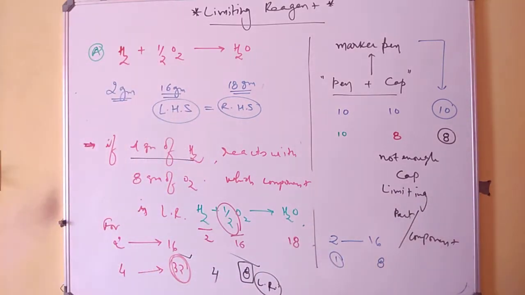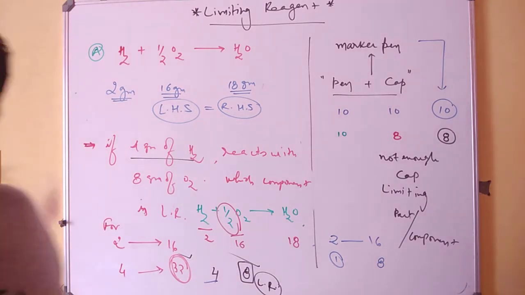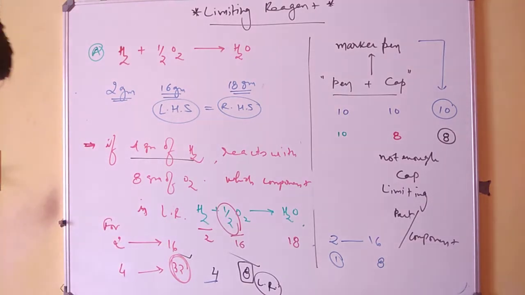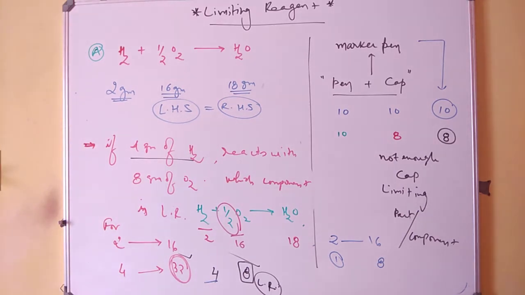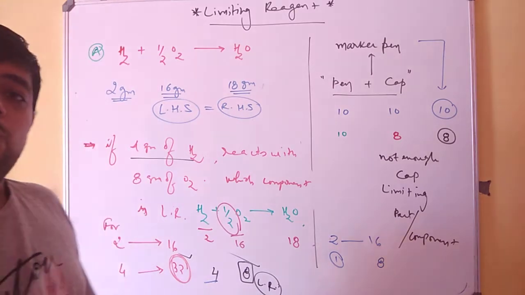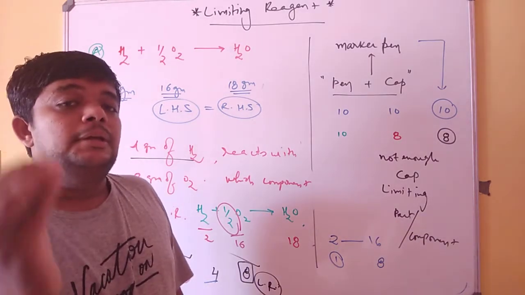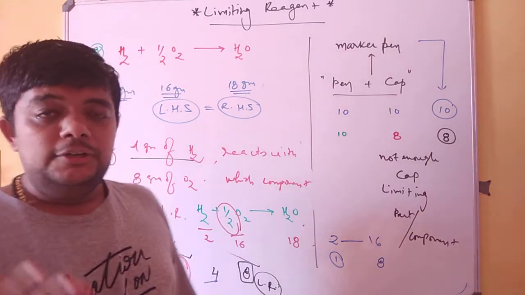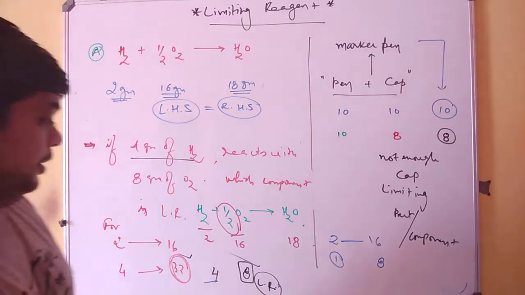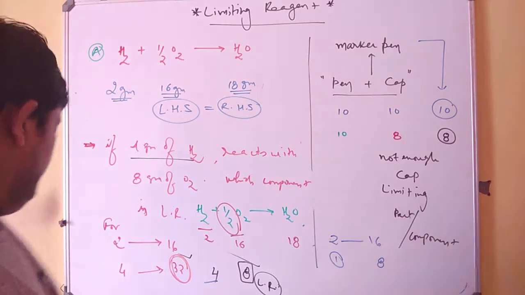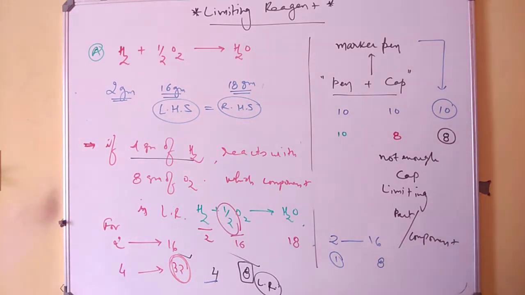How much H2 are you given? You are given 4 gram of H2. So 4 gram of H2 is the quantity you are given, and you are requiring only 1 gram of H2. So H2 is no more a limiting reagent. The only limiting reagent over here is O2. This is how you solve such type of questions.